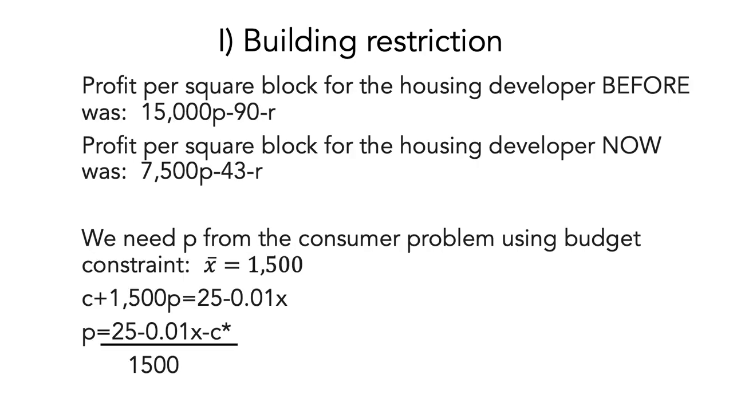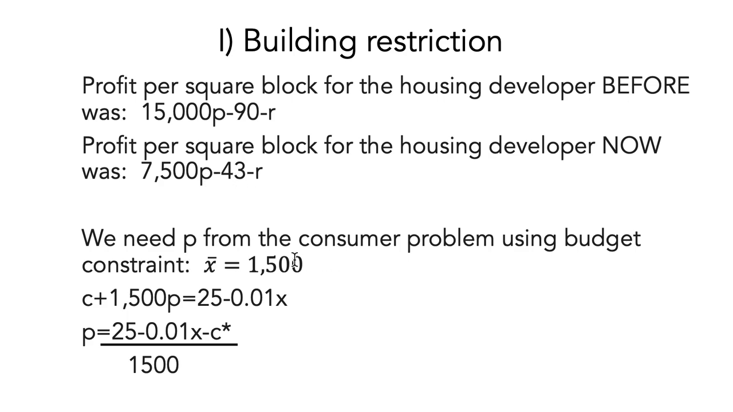Now we have this restriction. Before, we used to have a profit per square block that was 15,000 minus 90 minus the rent. But now we have a profit of 7,500 times the price they pay minus 43, which is the cost, minus the rent. So we have this constraint. Since in equilibrium the developer has zero profit, then it must be the case that R is equal to 7,500 P minus 43.